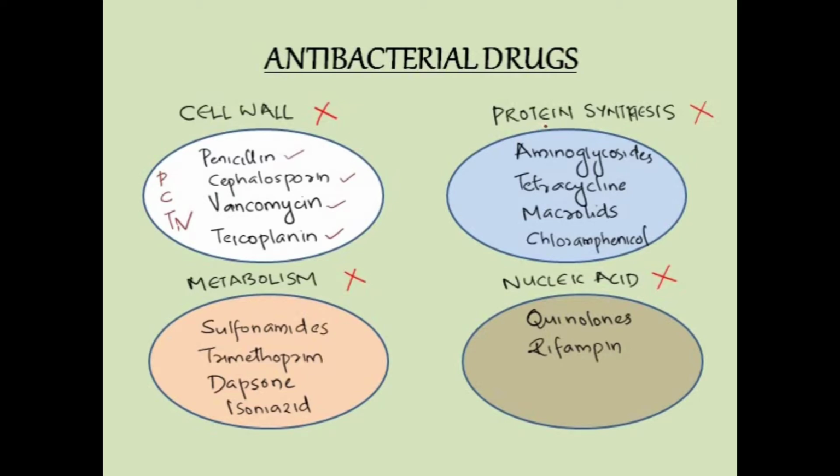In case of protein synthesis inhibitors, there is aminoglycosides, tetracycline, macrolide and chloramphenicol. You can remember it as ATM and you have to add C into that additionally. Okay. Next is metabolic inhibitors. They are sulfonamides, trimethoprim, dapsone, isoniazid. You can remember it by STD along with I. Next one is nucleic acid inhibitors. So nucleic acid synthesis inhibitors are quinolones and rifampin.